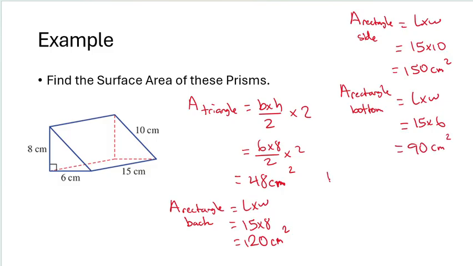Next thing you have to do is add it all up. So you've got 48 plus 120 plus 150 plus 90. This ends up making 408, I believe. 168, 318, 408. Yeah, so it becomes 408 centimeters squared, like so.